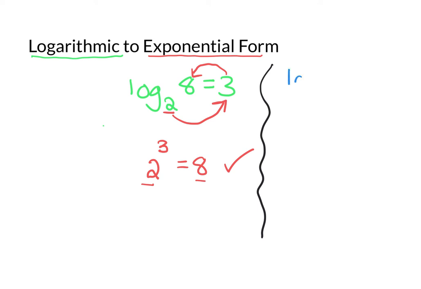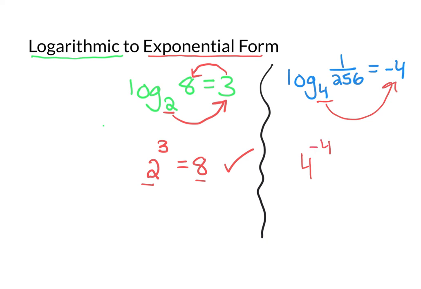Let's try one more. The logarithm base 4 of 1 over 256 equals -4. So we're just rewriting it in the exponent form. The base of the logarithm is the base of the power. 4 to the power of -4 equals 1 over 256. Check to make sure what you wrote down actually makes sense. It does, because negative exponents mean fractions. So 1 over 256.